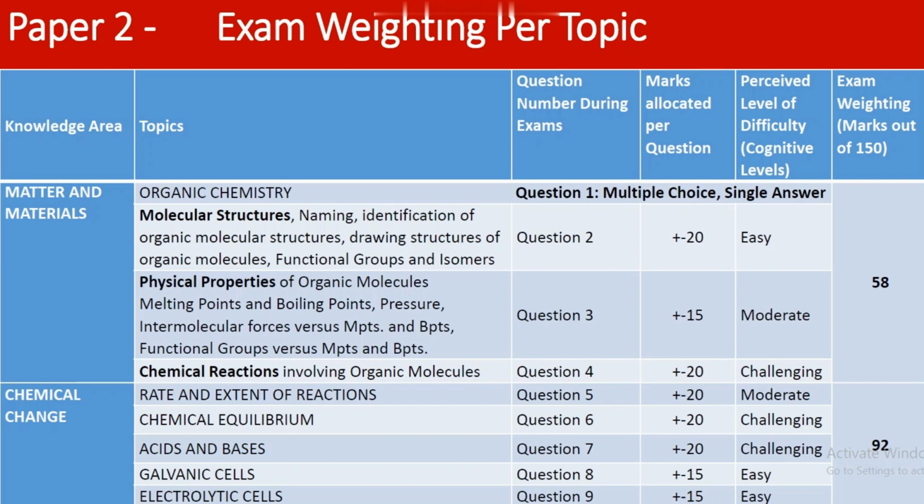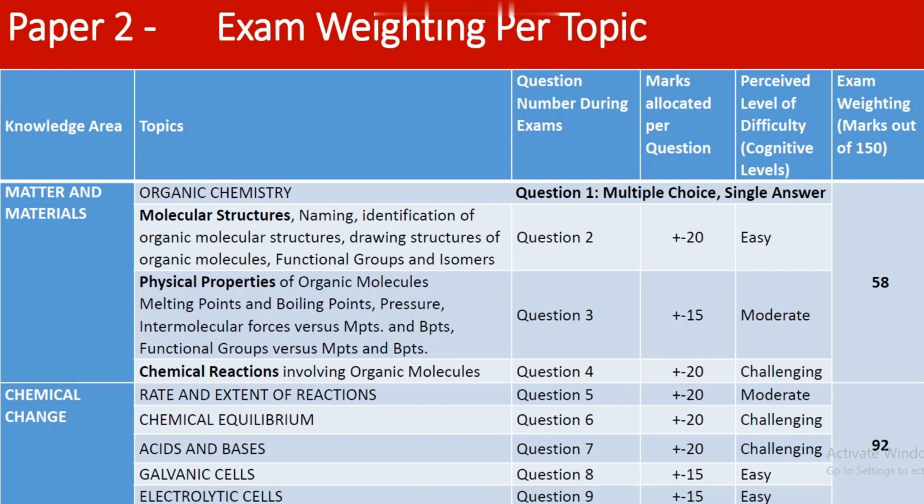This time around, we're going to look at topics and the marks allocated, the focus areas in those topics, and how you can get those marks. First, let's look at organic chemistry. In paper 2, organic chemistry carries the most marks out of 150. Organic chemistry takes 58 marks out of 150.